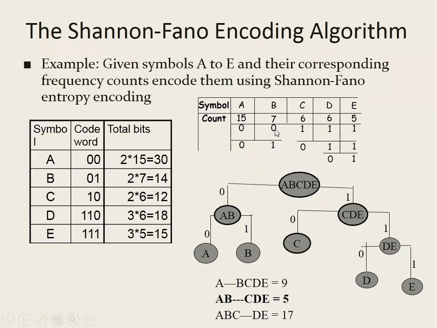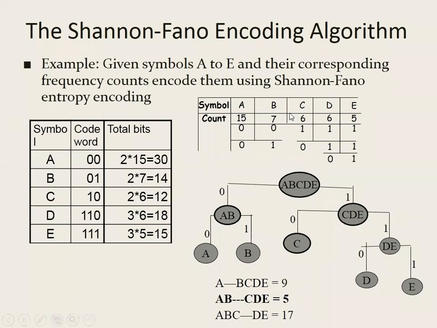What about AB against CDE? When we split ABCDE into AB and CDE, AB has a frequency of 22, 15 plus 7, and CDE has 17. 22 minus 17 is 5. So as compared to A against BCDE, AB against CDE are nearer to each other. But still, before deciding, we have to go one step further and compare.